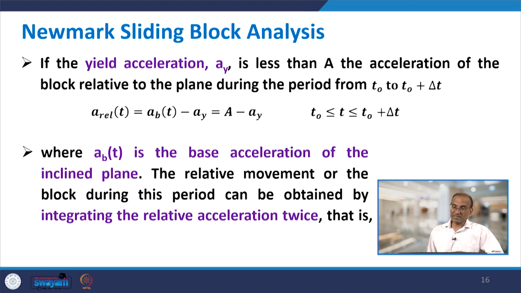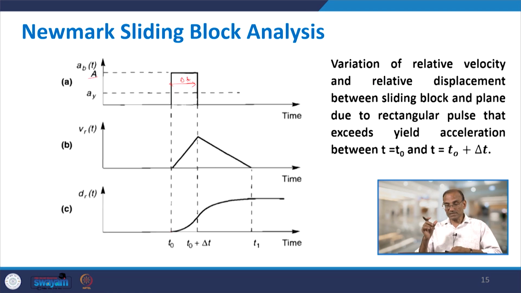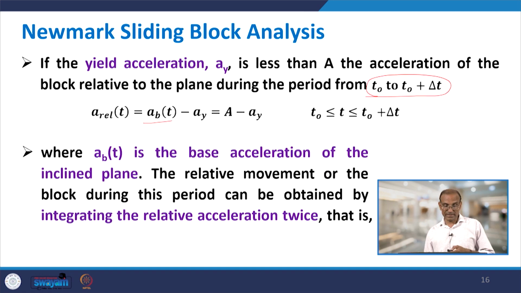Now in this case, where the yield acceleration Ay is less than A, the acceleration of the block relative to the plane during the period from t0 to t0 plus delta t is A relative, which is given by ABT minus Ay. What is ABT? ABT is nothing but the base acceleration, which varies with time, and Ay is the yield acceleration. The maximum value of ABT is constant. During this delta t period your acceleration is not changing, it is constant at capital A. So, the difference will be A minus Ay, and this is applicable only in the period t naught to t naught plus delta t.